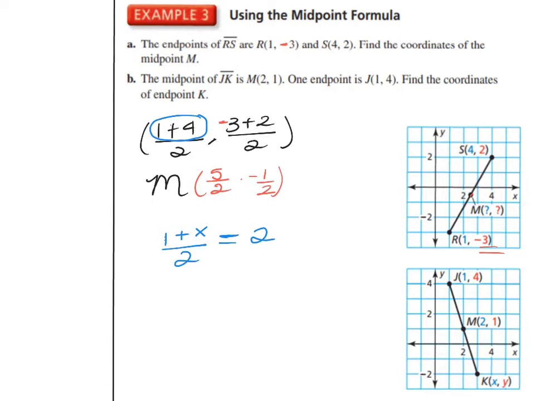Does that make sense? So I set up an equation to solve for the x-coordinate of the endpoint. I said to myself, I have one coordinate of the endpoint J, which is 1, right here. And I don't have the other x-coordinate of the endpoint K, so I'm just going to label it x, which I did here. I know that when I find the average of those two, I should get 2, because that corresponds to the x-coordinate of the midpoint. So now I'm just going to use algebra and solve.